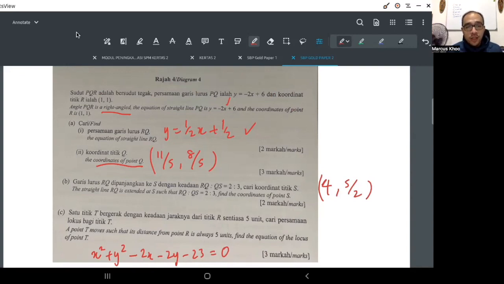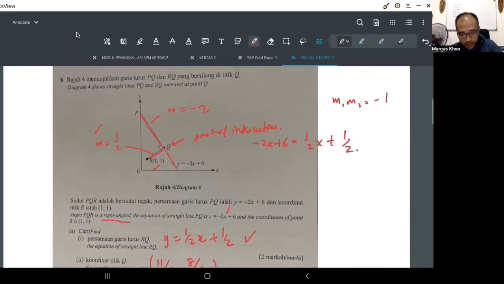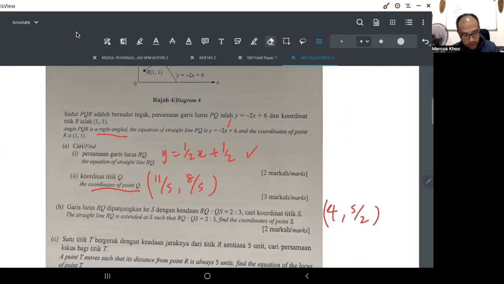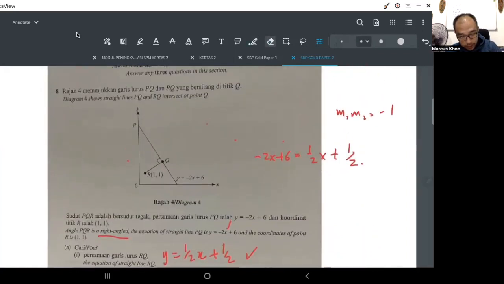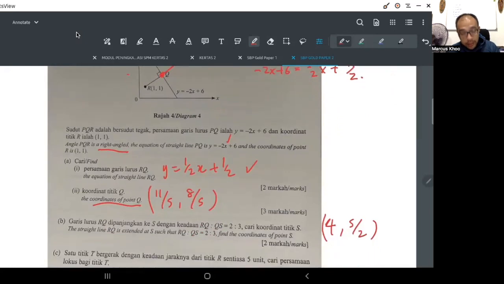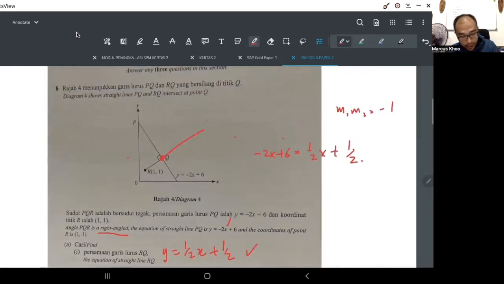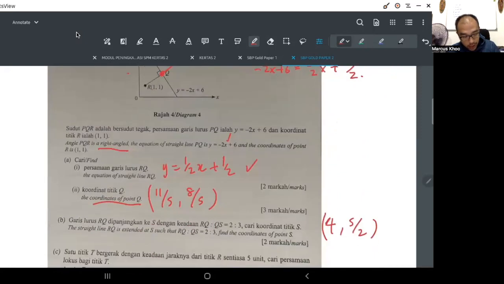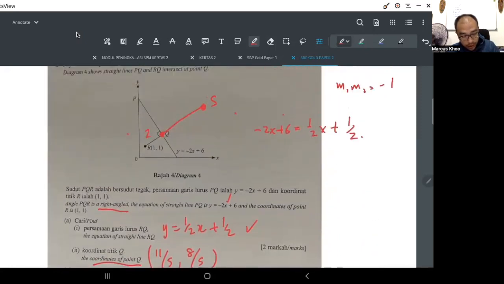The straight line RQ is extended to S, such that RQ to QS is 2 to 3. So I'm assuming that it's going to be extended to here. By this point, you already have point Q, which is 11 over 5, 8 over 5, and then this is S over here. So RQ to QS is 2 and 3.